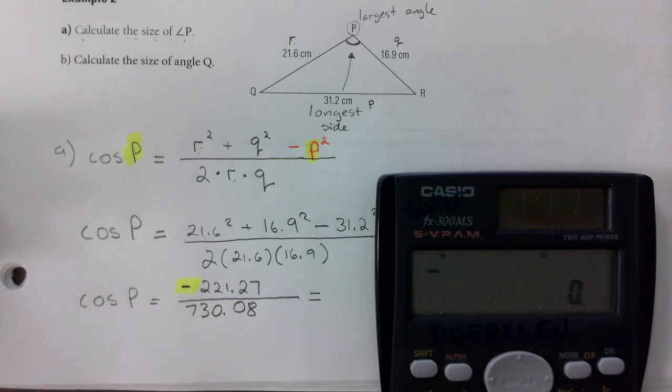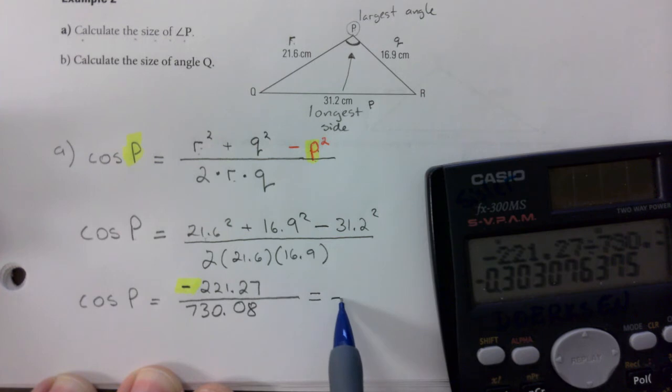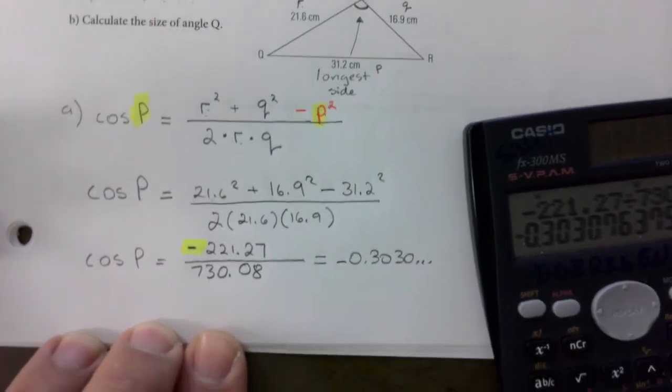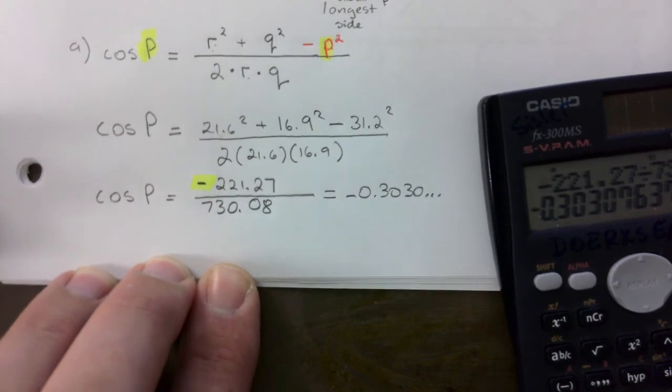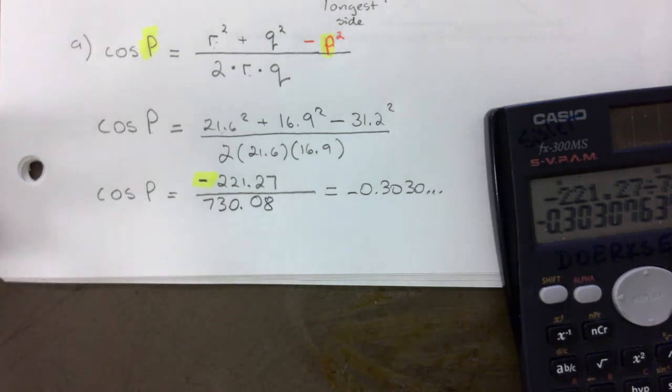So we're gonna go negative 221.27 divided by 730.08, and you get that. I will leave it on my calculator, but write down the first couple. Negative 0.3030 dot dot dot. What do you think is going to happen now? Remember for angles, Joey, go ahead. Second function close, which calls the inverse, right? Calls cosine inverse.